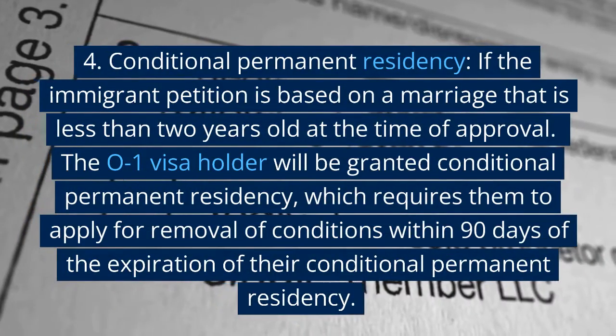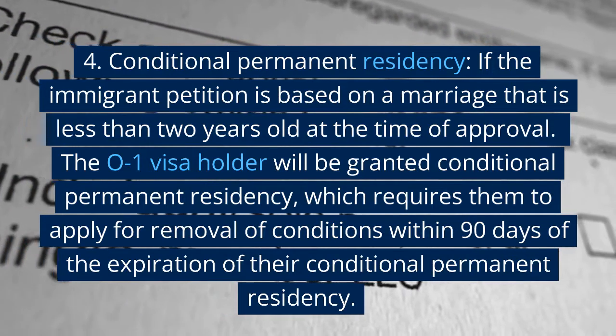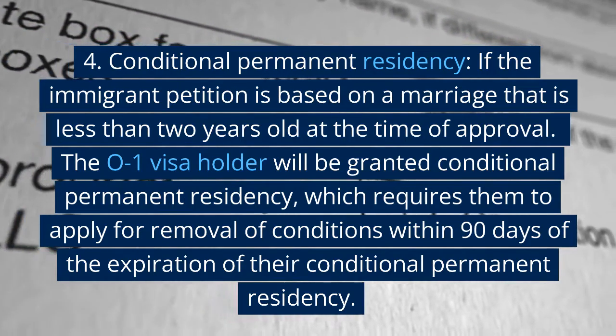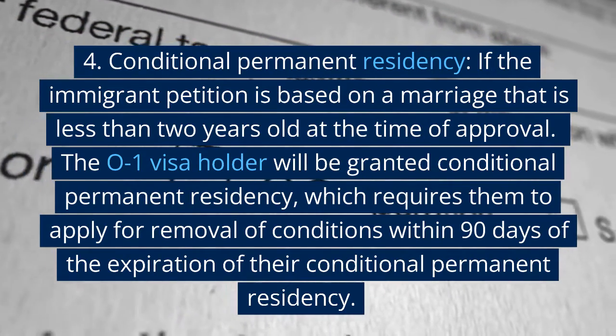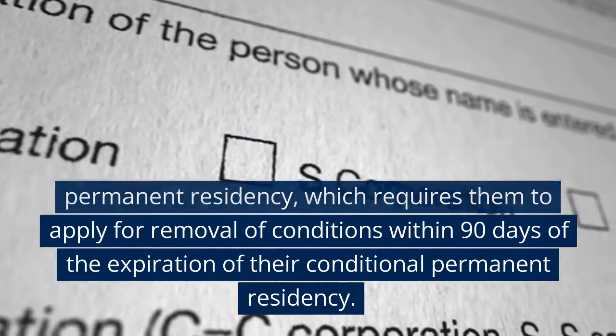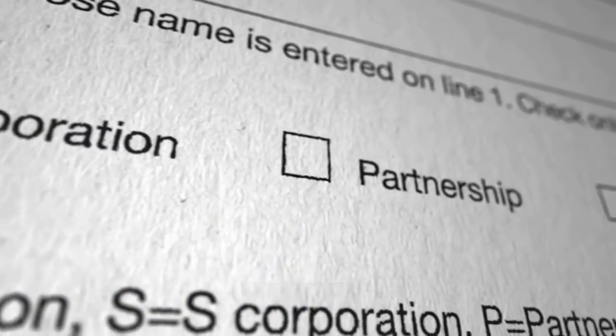4. Conditional permanent residency. If the immigrant petition is based on a marriage that is less than 2 years old at the time of approval, the O1 visa holder will be granted conditional permanent residency, which requires them to apply for removal of conditions within 90 days of the expiration of their conditional permanent residency.